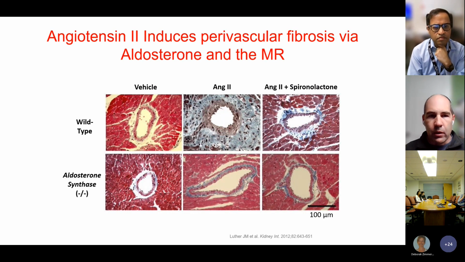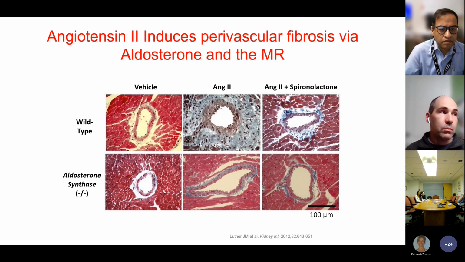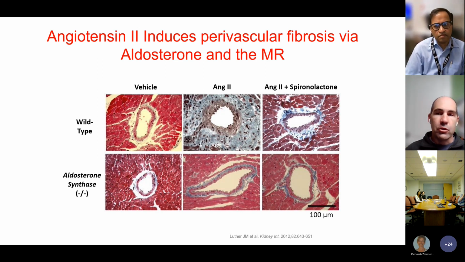And we became interested in, I told Swap I'm not going to cover the aldosterone synthase inhibitors, but I did studies in these aldosterone synthase deficient mice. Some of these traditional models use angiotensin II to provoke glomerular injury or cardiac damage, and we asked how much of that injury is mediated through aldosterone and the MR.